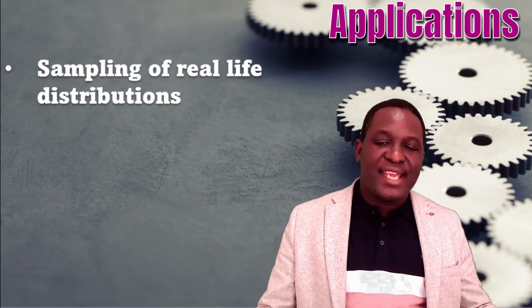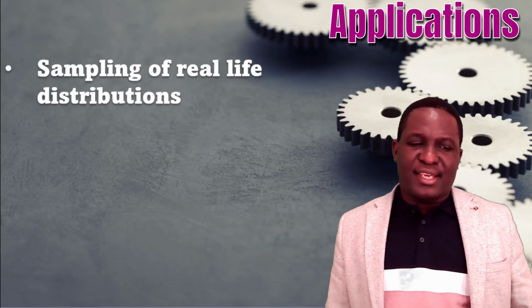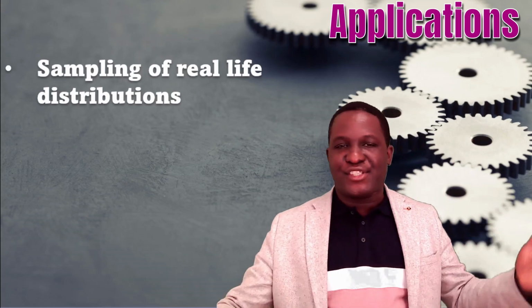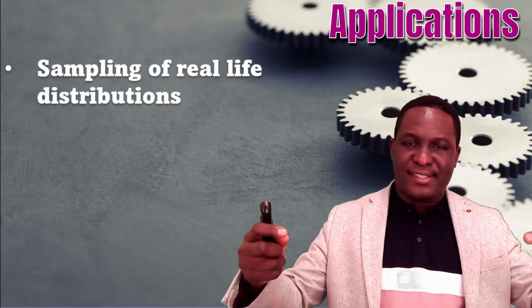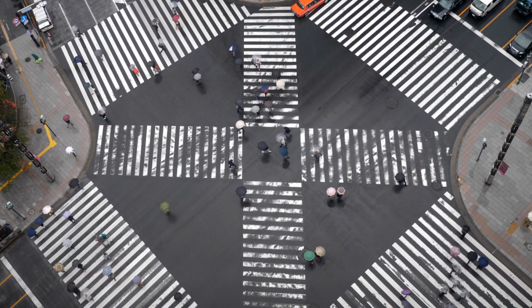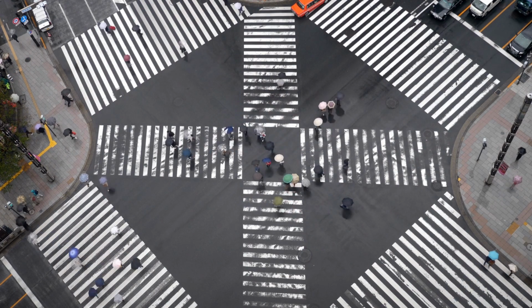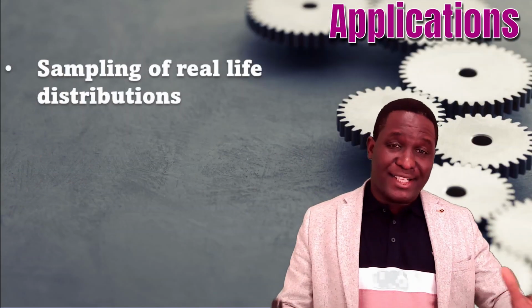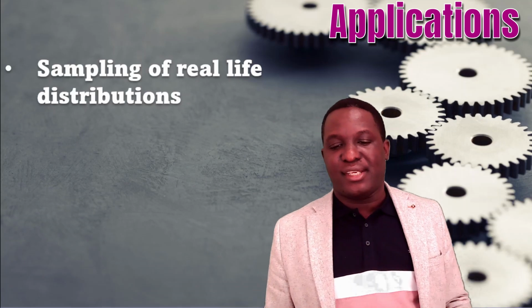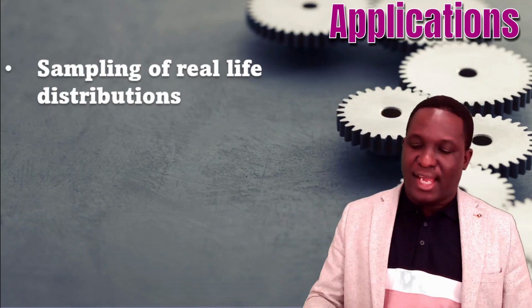So what are the applications of this method? The first, I think, is when you're sampling real-life distributions. When life is happening, things happen in a very dynamic, realistic pattern, and there's a lot of randomness in them. So the Monte Carlo method is absolutely useful in trying to accomplish that.